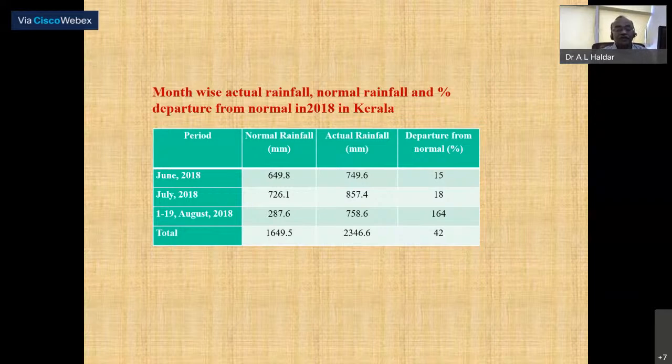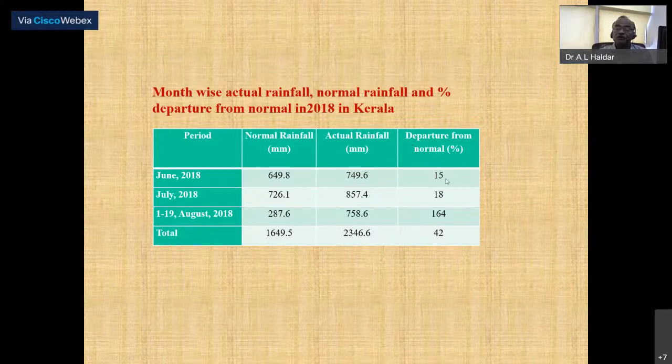And during June, if you see in Kerala, the rainfall was 649 millimeter. So rainfall was supposed to be that the average rainfall was 739 millimeter, whereas in the month of June it took place 649. And similarly, that month in July it was 726, and that happened between 1st to 19th, again in the month of August. It means that 1649 millimeter rainfall took place in Kerala in 2018 against the normal rainfall, which was 2346.